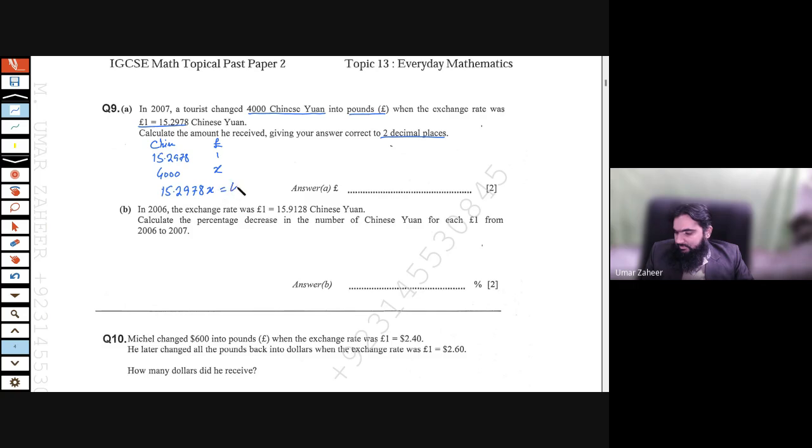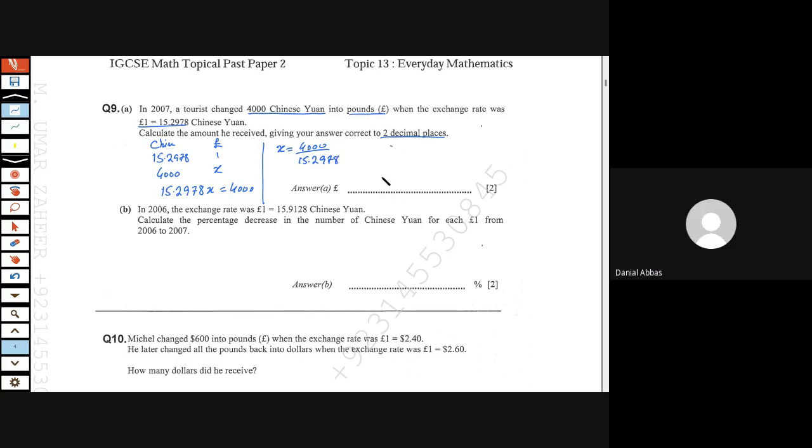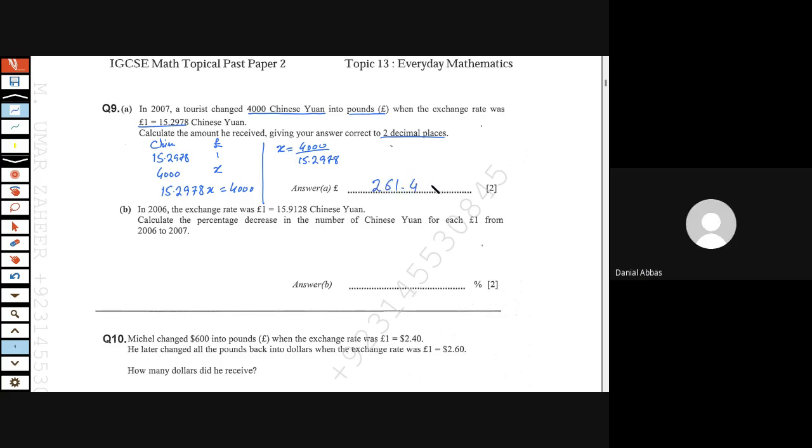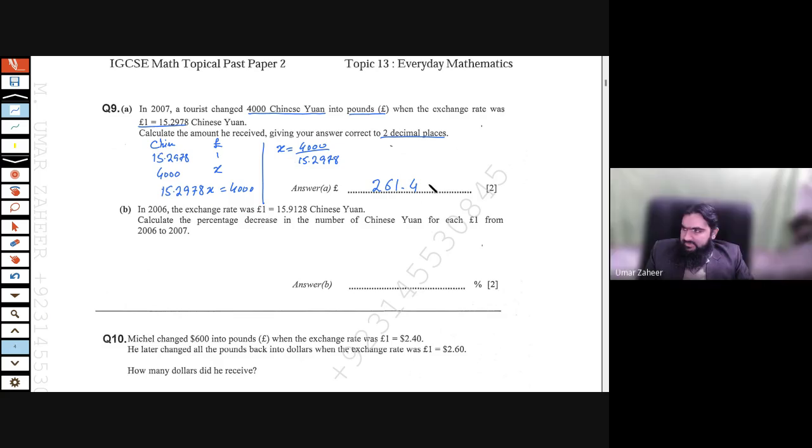15.2978x is equal to 4,000. Now this value is multiplying x, so on the other side we divide: 4,000 divided by 15.2978. Yes, that is equal to 261.48. There are no more values. Sir, it was like 475, so I rounded off to 48. 475, okay, 48. Right.